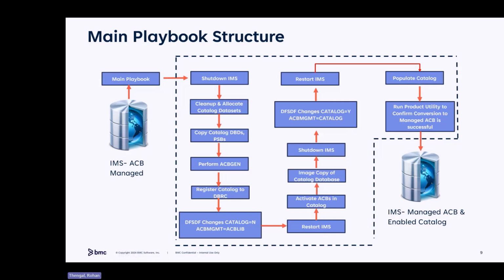And then at the end, we run our product utilities to confirm whether the conversion to managed ACB is successful or not. So at the end of this main playbook, we are going to get our IMS converted to a managed ACB environment, with catalogs enabled in it. We'll see this at a practical level in the demo part of this presentation. So let's move to the demo.